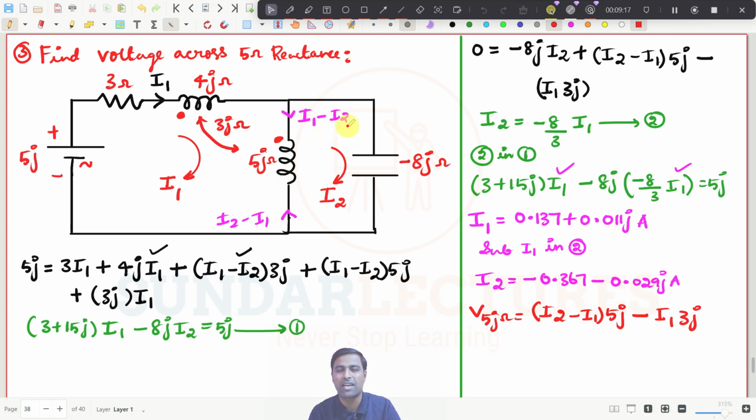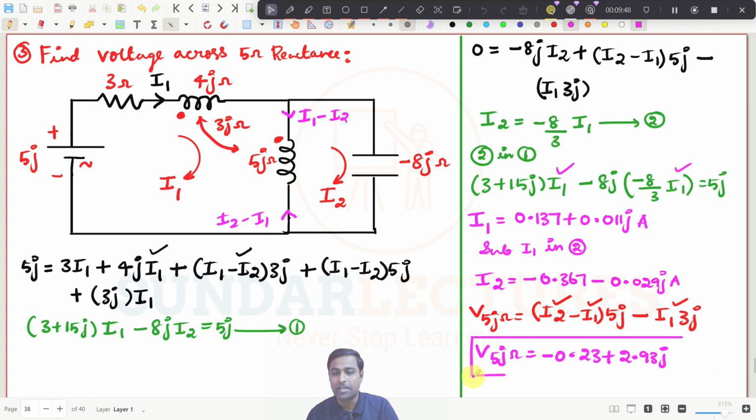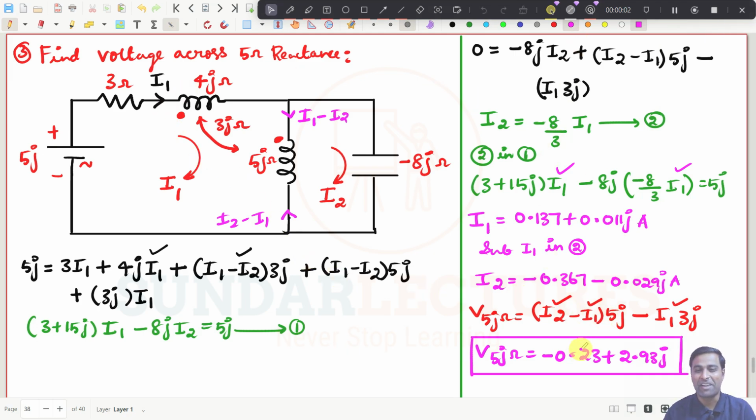Or you use this I1 minus I2. Anything you follow, you will get the same answers, right? So you substitute I2, I1 and this I1, and finally if you substitute, you have all the values with you. So the voltage across 5j ohms, if you substitute and simplify, the value I am getting is minus 0.23 plus 2.93 j, right? This is the final expression I am getting. Okay, fine. We have completed, right?